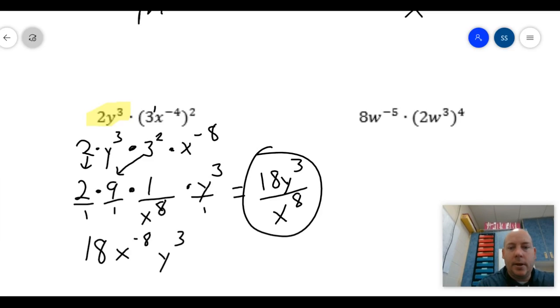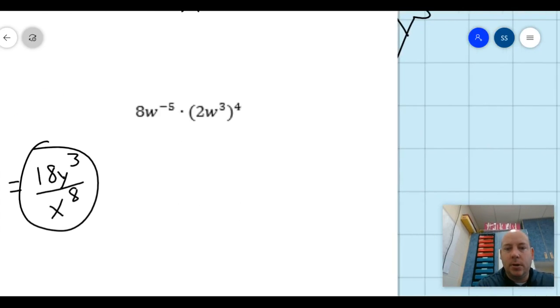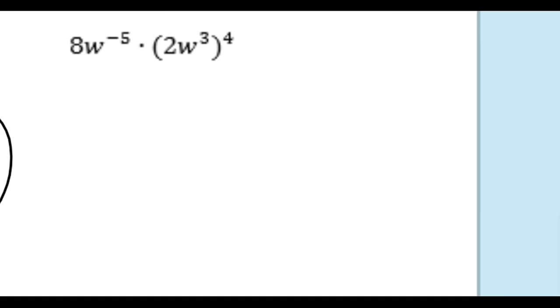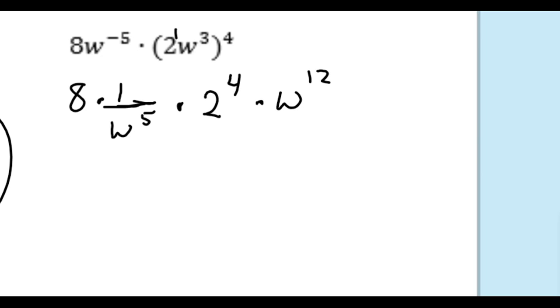And then our last one here, kind of the same idea. Let's start with the first part this time. So 8 times w to the negative fifth, I'm going to make that 1 over w to the positive fifth. And then I've got 2 to the first power to the fourth power. So our rule is power of a power, multiply those. So that's 2 to the fourth power. And then w to the third to the fourth power, again multiply those, w to the 12th.